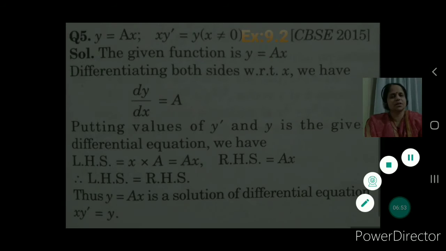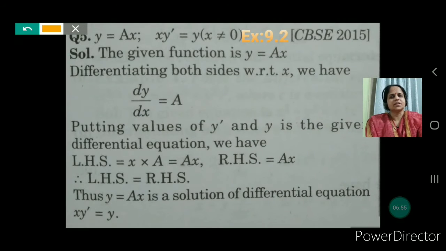Now move to question number 5. Here, student, y is equal to ax, and the differential equation is xy dash is equal to y. So first, y is equal to ax. Differentiating both sides with respect to x, you will get dy upon dx is equal to a only, since the derivative of x is 1. Now putting the values of y dash and y in the given differential equation.